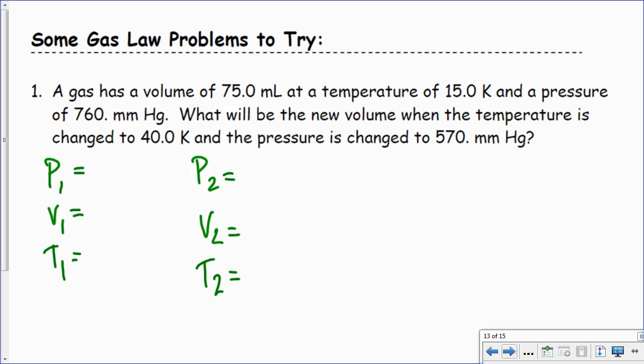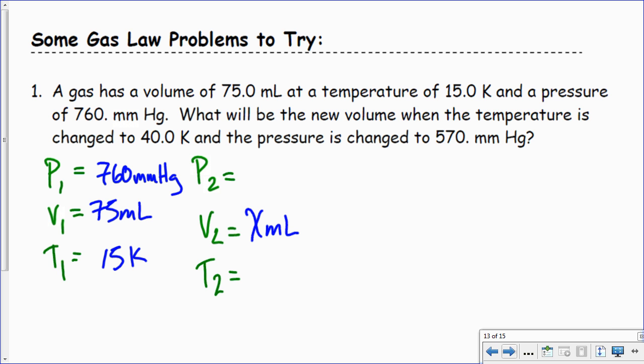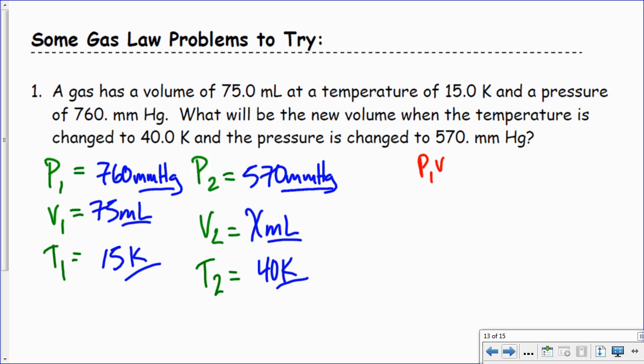A gas has a volume of 75 mL, a temperature of 15 Kelvin, and a pressure of 760 millimeters of mercury. What will be the new volume? So that's X milliliters, when the temperature is changed to 40 Kelvin and the pressure is changed to 570 millimeters of mercury. All you really need to check is that your temperature is in Kelvin and that your units otherwise match. And you can go ahead and solve according to P1 V1 over T1 equals P2 V2 over T2. That's all you have to do in these sample gas law problems: set them up by finding your variables and then plugging and chugging to get your answer.